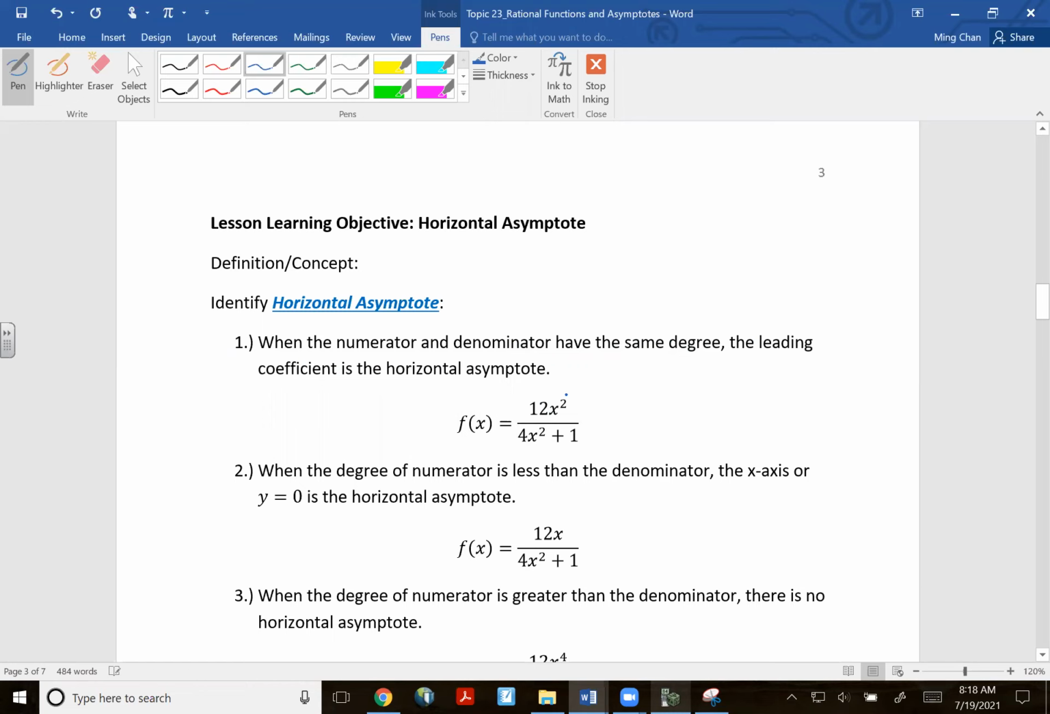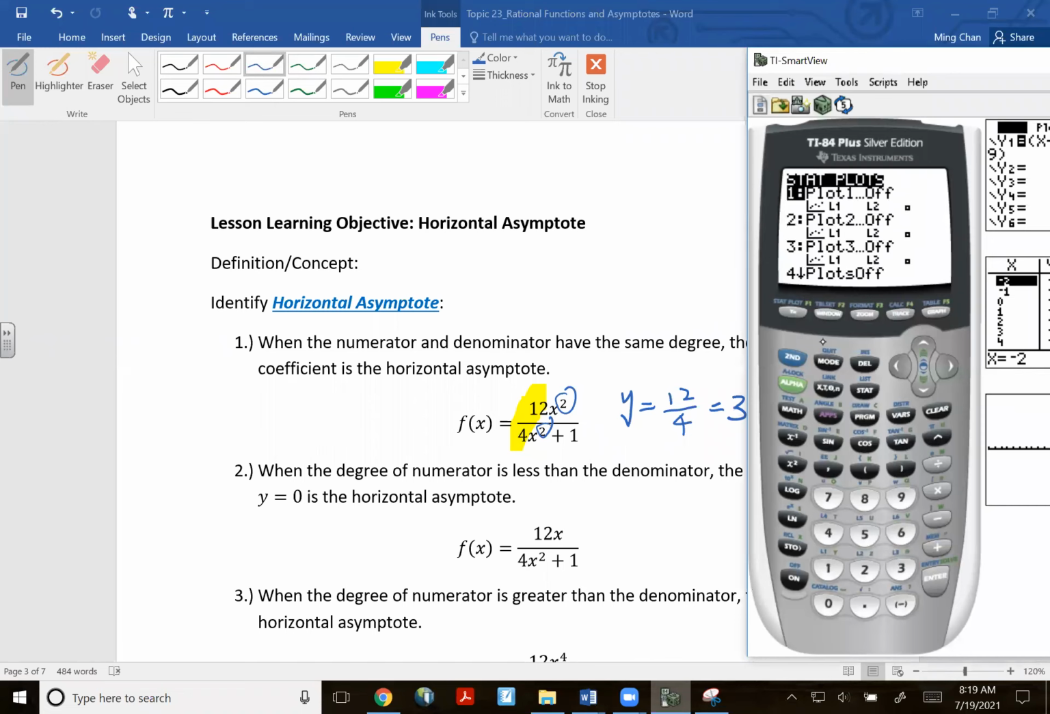For example, the numerator has degree 2, the denominator has degree 2. So when the degrees of the polynomials are the same between numerator and denominator, then your leading coefficient, 12 over 4, will be your horizontal asymptote. When we describe a horizontal asymptote, we always say y equals, because that's the equation for the horizontal line: 12 over 4. 12 over 4 is equal to 3.